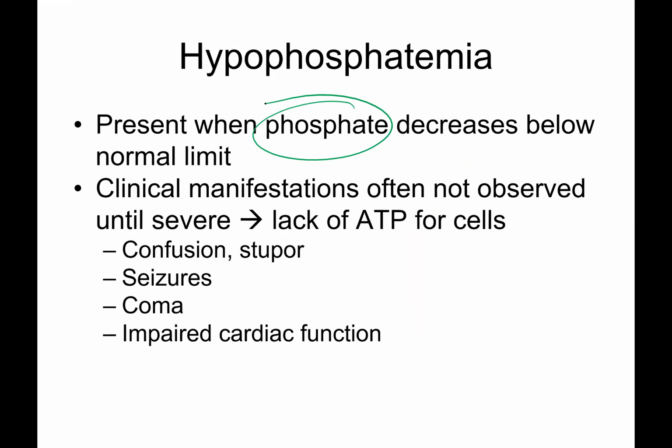Not enough phosphates. Adenosine triphosphate, so this is part of the energy that we need. A person can appear confused, can slip into seizures, coma, impaired cardiac function.